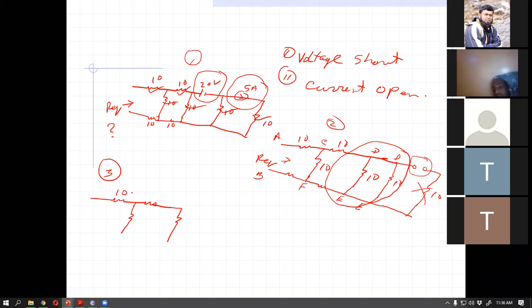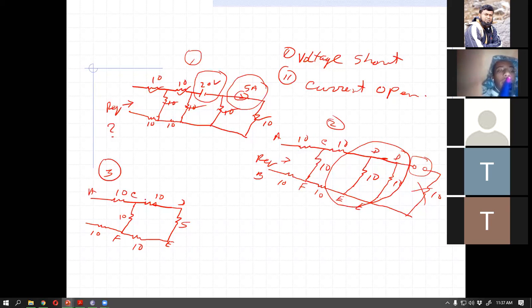A point, C point, this D point. So D, this 10 and 10, this is the 5, and this is the 10. Okay, and this 2, this E, and this is the 10. Okay, this is the A point. And okay, so is this clear now?